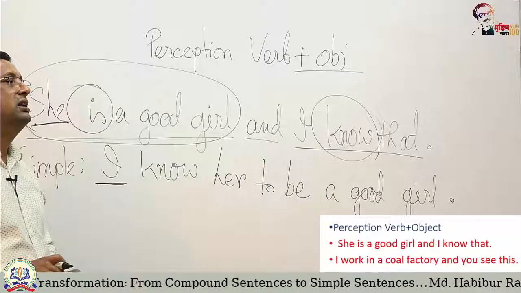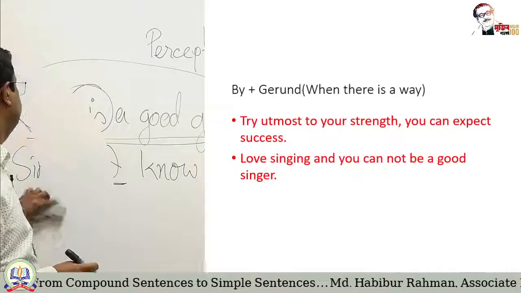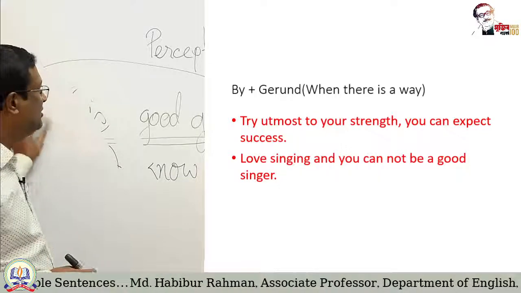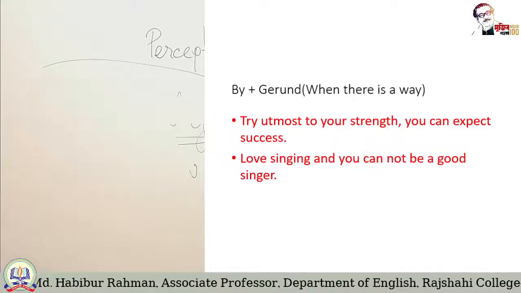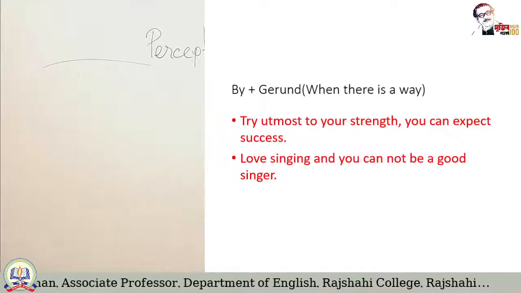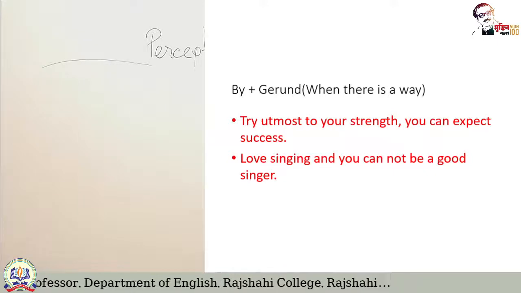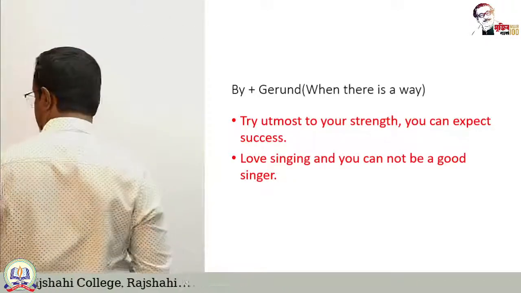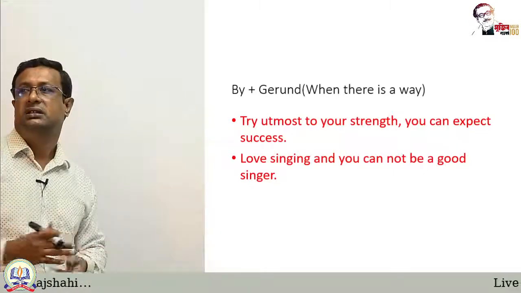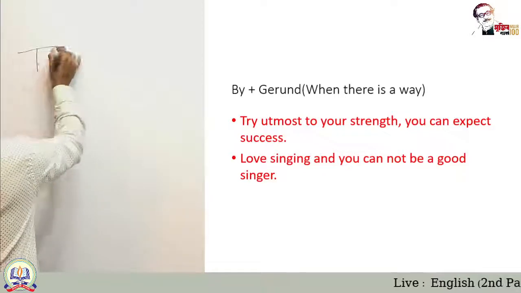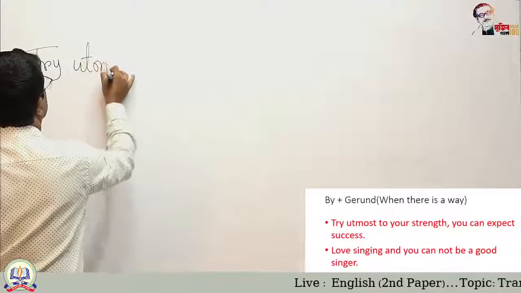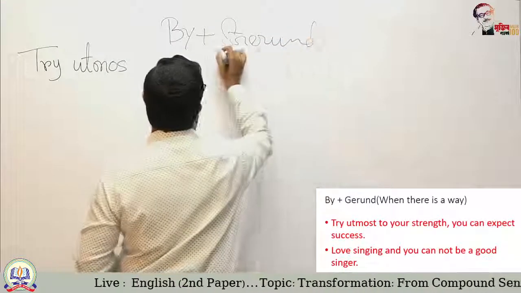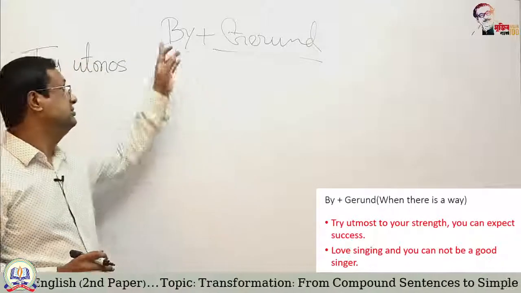Another type of sentence is the complex sentence, where we find if, and in compound sentences we use and. And there is a condition here. In this case, there is a way to do something, and if there is a way, we usually use by. That is, if we do one thing, another thing comes. Suppose, this is a sentence with by plus gerund. After by, the ing form of the verb will be called a gerund, because by is a preposition.